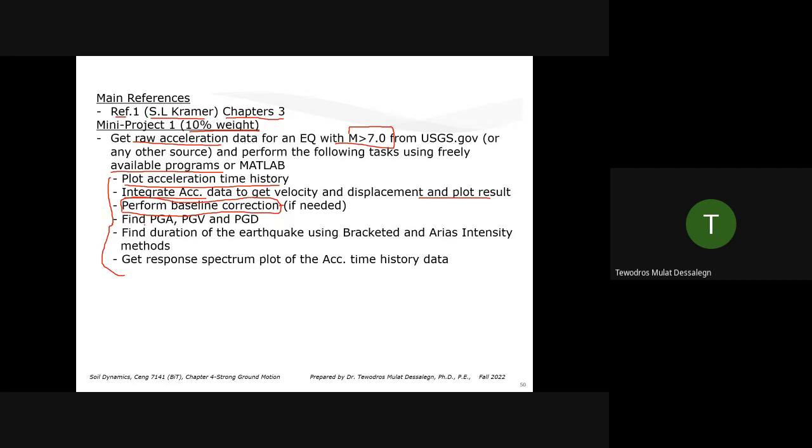And find the PGA, peak ground acceleration, peak ground velocity, and peak ground displacement. Once you have the acceleration, velocity, and displacement plots, just pick the peak values. And find the duration of the earthquake using both methods, the bracketed and area intensity methods. And get a response spectrum plot of the acceleration time history. Do all this and you'll master the chapter. The response spectrum plot is what we mostly use for design.